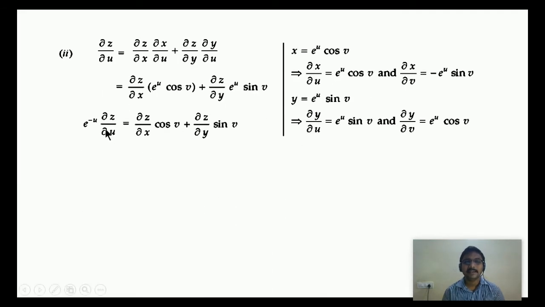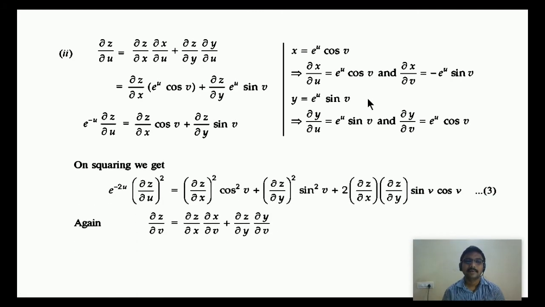Now to get another statement, we take ∂z/∂u multiplied with e^(-u), where x is e^u cos v, and the values of ∂x/∂u, ∂x/∂v, ∂y/∂u, ∂y/∂v are obtained by differentiating x and y partially with respect to u and v respectively. While differentiating partially with respect to u, keep v as constant. While differentiating partially with respect to v, keep u as constant.